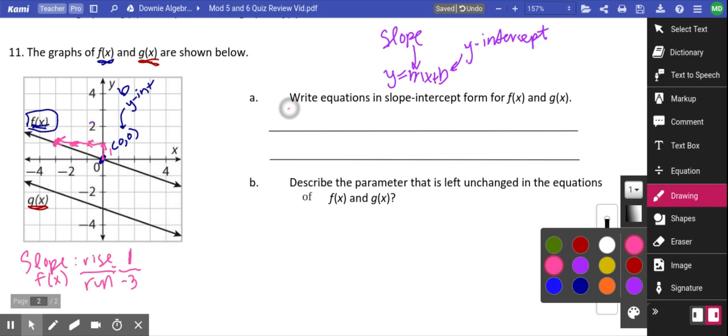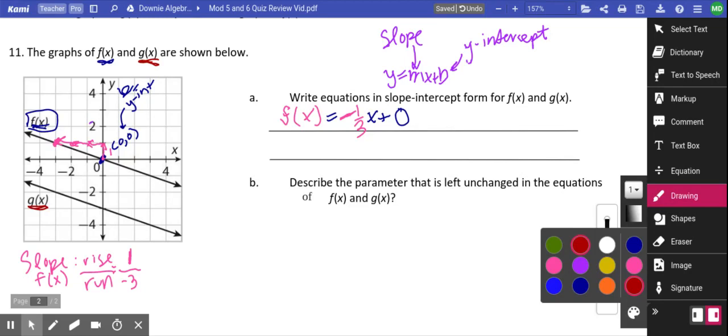With this information, I can write my equation. f of x equals my slope, which was negative 1/3, times x, plus my y-intercept, my b value, of 0. So f of x equals negative 1/3 x plus 0.